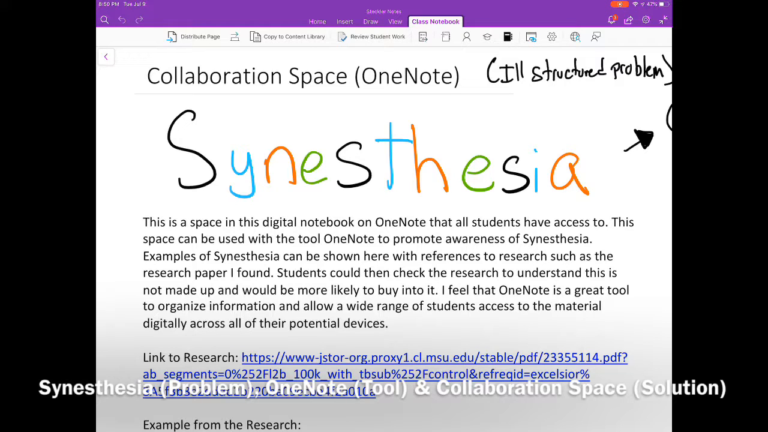So the problem that I'm going to be talking about this week is synesthesia, and my ill-structured problem revolves around promoting awareness for students with synesthesia, which is a condition where students end up linking the grapheme of a color with a particular letter, as you see in the word.